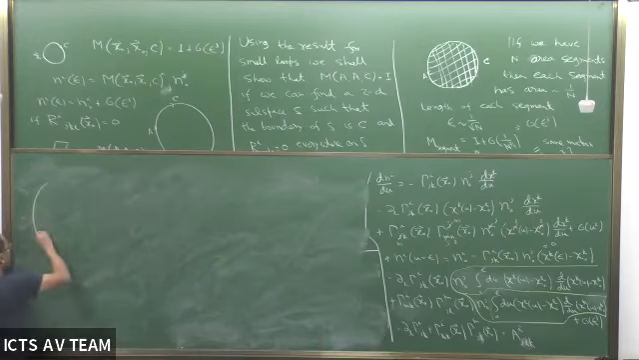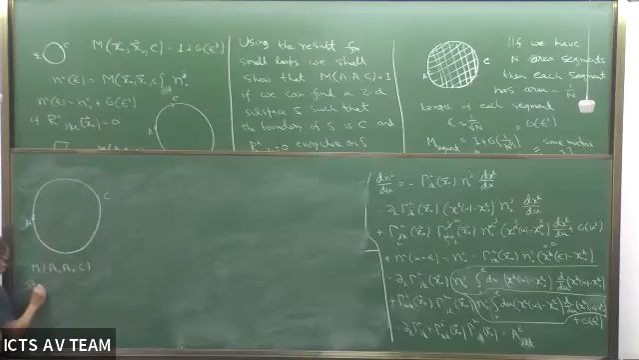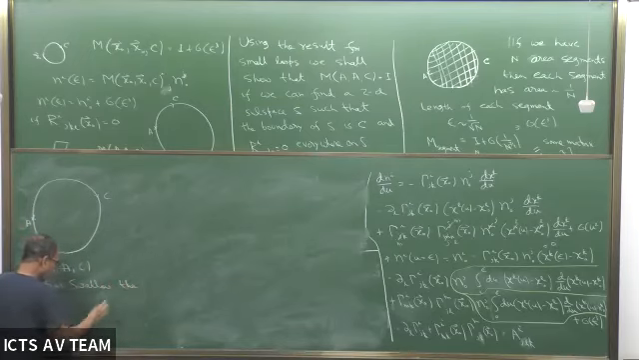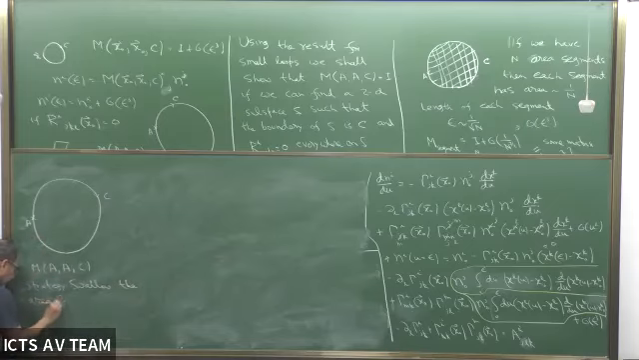So let me draw this curve C again, and you want to calculate M of C. The strategy will be to swallow the area segments one by one, and I'll explain what this means.